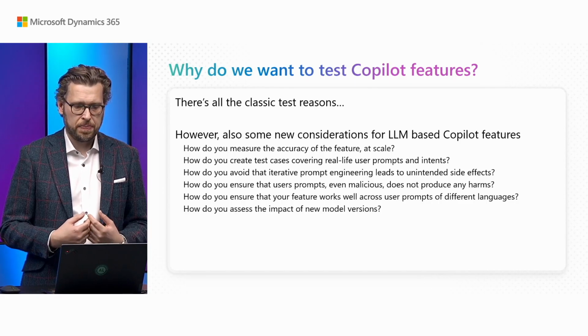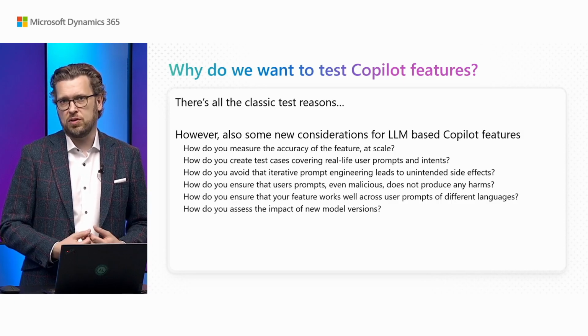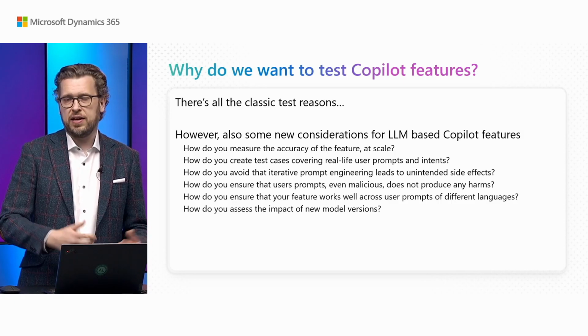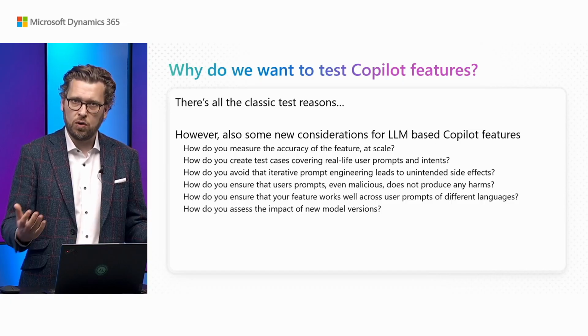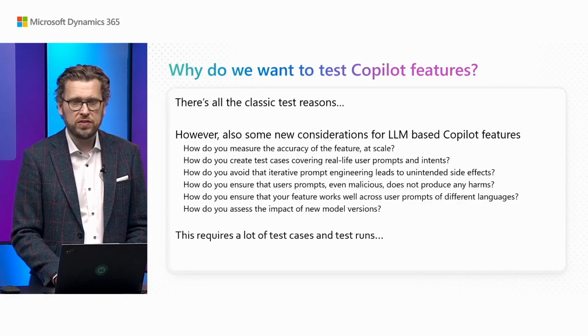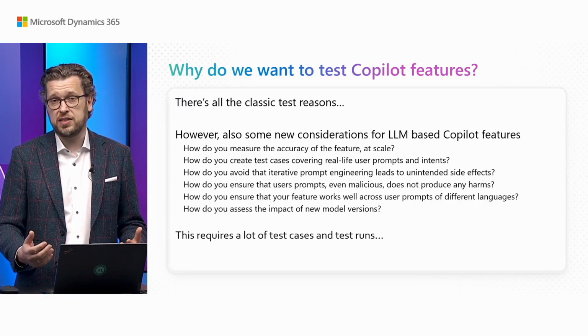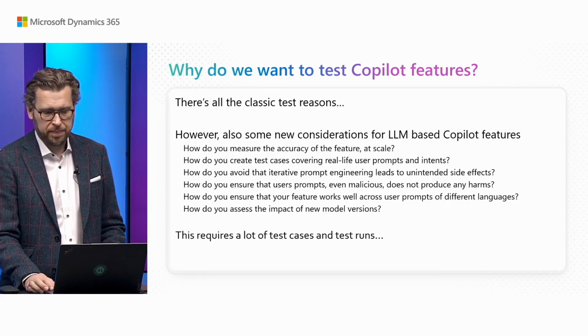So LLMs, even other types of models like small language models, they are not static, right? They evolve, there's new versions coming out, new capabilities, but it also means that there could be differences in the responses that you get back for the exact same circumstances compared to maybe half a year ago. So how can you ensure that as models change, they don't impact your Copilot features in a way that you did not intend to? And all of this requires a lot of test cases and test runs to cover these areas.